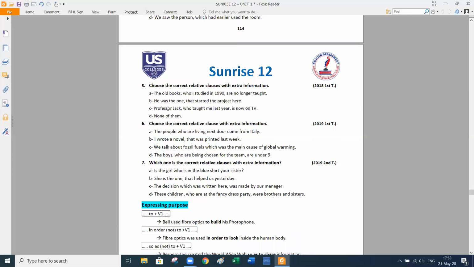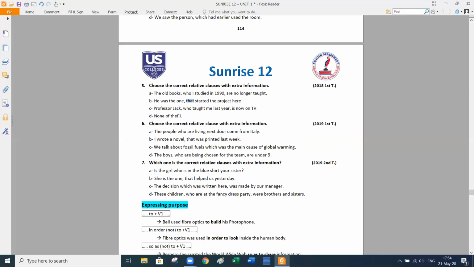And B, he was the one, comma, that started the project here. Without the comma, it would be a good full relative clause, but they put a comma here. So it is supposed to be a non-defining clause. But in non-defining relative clauses, we don't use that. We use which. So that's not the correct answer.